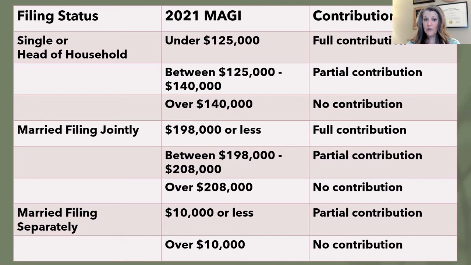But if you're married filing jointly, that goes all the way up to 208,000. And this is adjusted every calendar year. The IRS puts out new income limits. So sometimes people skirt right under it year after year. And again, married filing separate, they really punish you. They don't want you to be able to add to a Roth either.